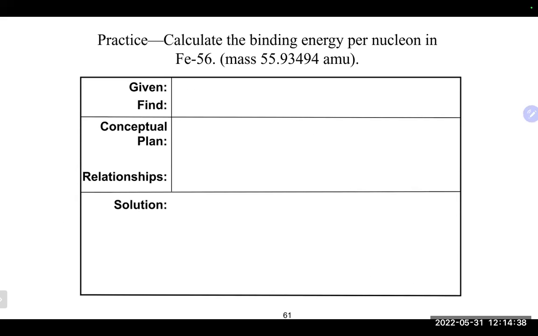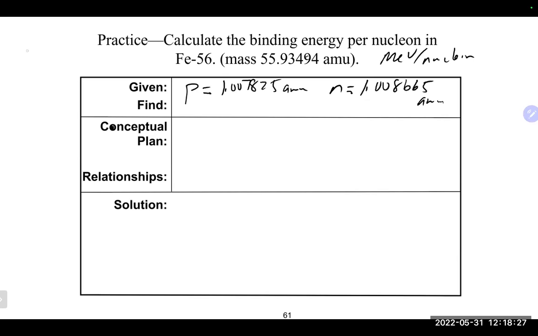Let's do the binding energy per nucleon. We'll do mega electron volts per nucleon here for iron 56. And once again, the proton is 1.007825 and the neutron 1.008665. All right, see what you come up with here.